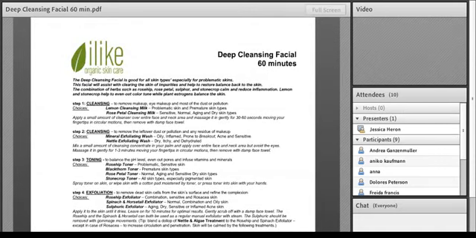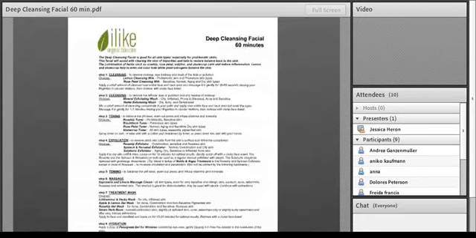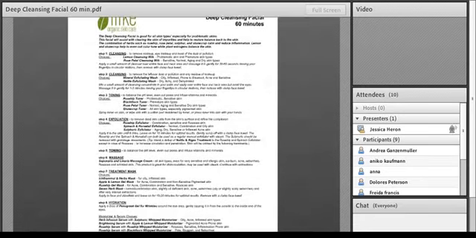Here we are. The deep cleansing facial is a good facial. It's good for all skin types, but especially for problematic skin. This facial assists with clearing the skin of impurities and helps to restore balance back to the skin. The combination of herbs such as rosehip, rose petal, sulfur, stonecrop, just to name a few of the ingredients in this treatment, reduce inflammation, and lemon and stonecrop help to even out color tone, while plant estrogens balance the skin.